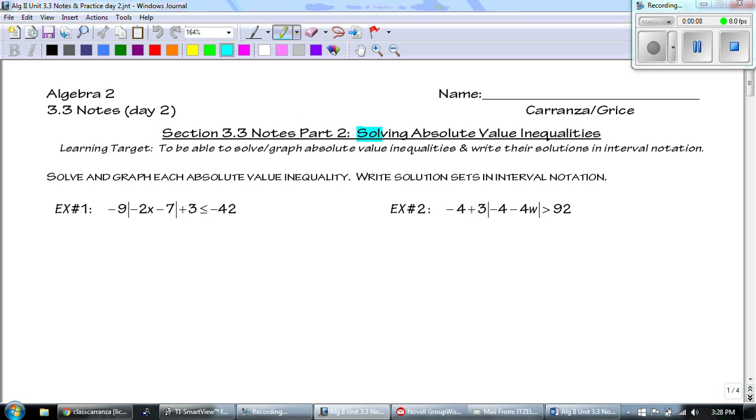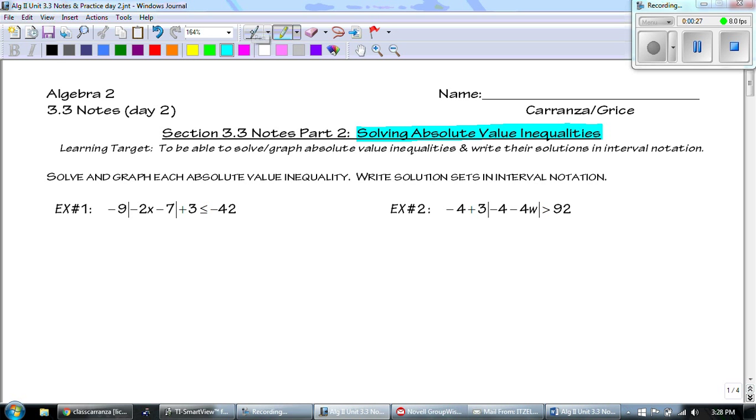Today we're going to be talking about solving absolute value inequalities. Our learning target today is to be able to solve and graph absolute value inequalities and write their solution in interval notation. So, directions say to solve and graph each absolute value inequality and to write solution sets in interval notation.